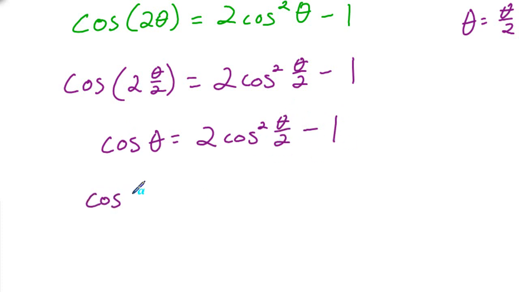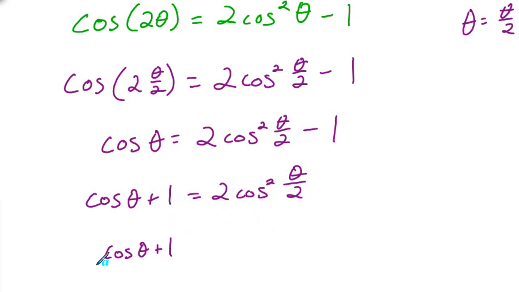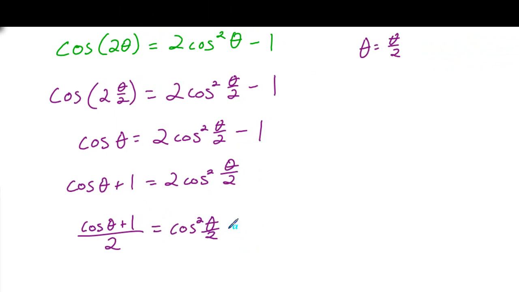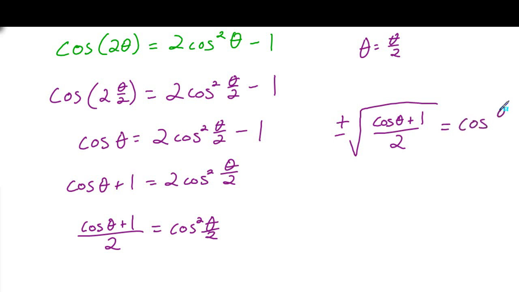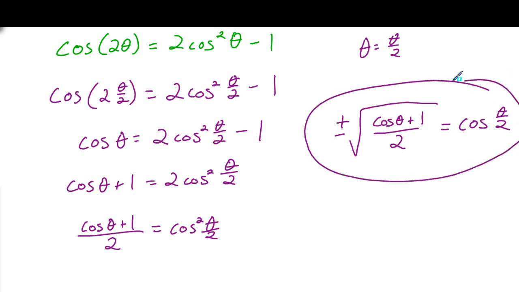So we get cosine theta plus 1 equaling 2 cosine squared of our half angle. Then dividing by 2, I'm left with cosine theta plus 1 divided by 2 equals cosine squared theta over 2. And our last operation is taking the square root of both sides, so I'm left with plus or minus the square root of (cosine of theta plus 1) over 2 equivalent to cosine of theta over 2, my half angle. And that is my half angle formula for the cosine.